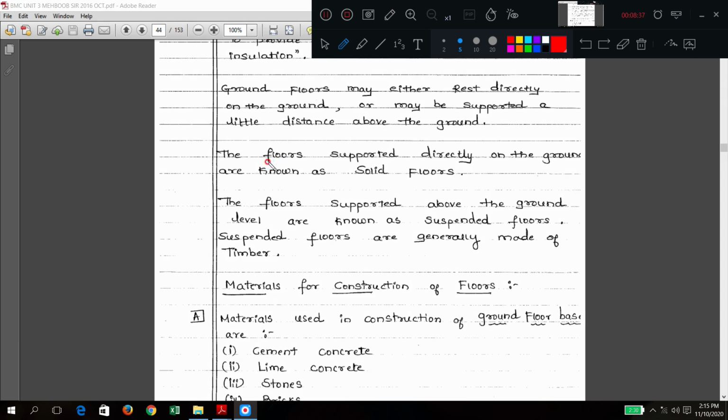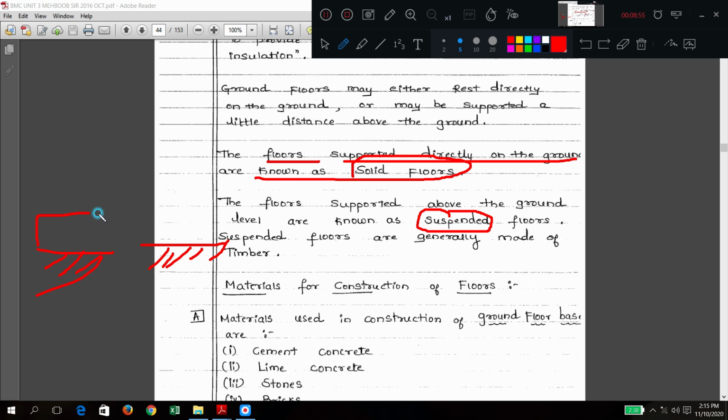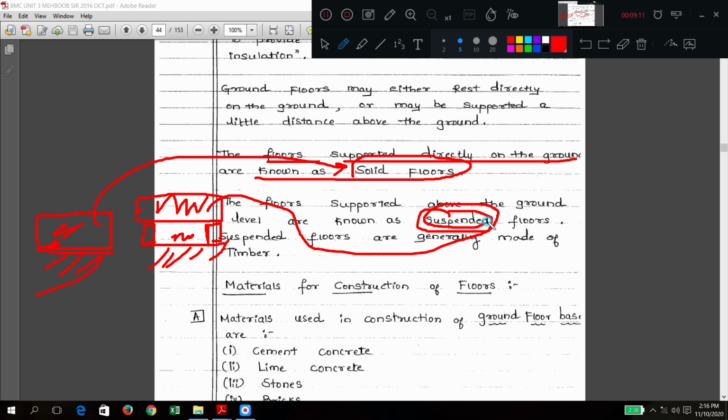Floors supported directly on the ground are called solid floors. If they are not directly in contact, they are called suspended floors. Meaning, if the flooring is directly on the ground like this, it is called a solid floor. If it is not in contact, so there is some gap like this, and above that the flooring is coming, you call it a suspended floor. Here I will make it clear.